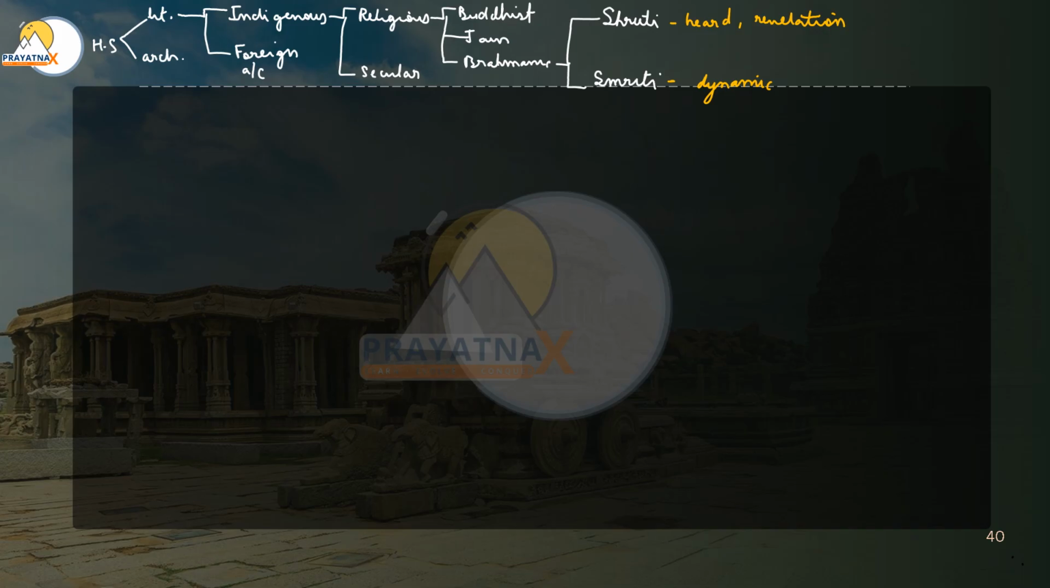Now Shruti consists of the Vedas. It consists of Brahmanas. It consists of the Aranyakas and the Upanishads. Now let us quickly take a look at what each one of them means. First, let us take a look at the Veda itself. Now, try to recall what Veda meant.